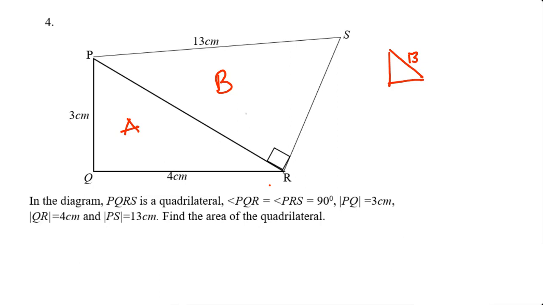One thing to note here is that the height of triangle B is actually the hypotenuse of triangle A. Can you see? This is the hypotenuse of triangle A, and that is the height of triangle B. So how can we get the height of triangle B? We are going to use triangle A to get the height of triangle B using what we call the Pythagoras rule, or the Pythagoras theorem. So let's check it out.